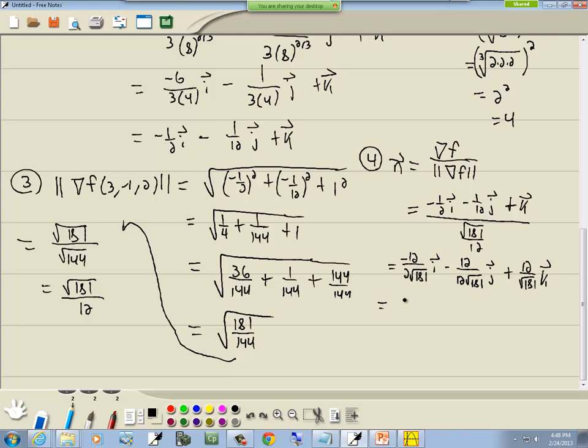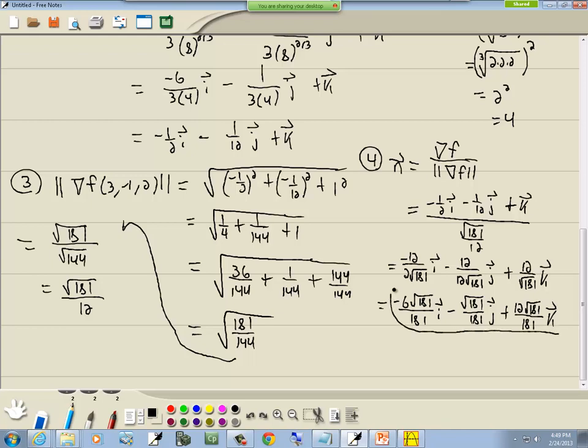12 and 2 both divisible by 2, so that gives me negative 6. I'll multiply top and bottom by square root of 181. And we get this. 12's cancel here, and multiply top and bottom by square root of 181. So we got minus square root of 181 over 181 j. And multiply top and bottom by square root of 181 here. And we get 12 square root of 181 over 181 k.